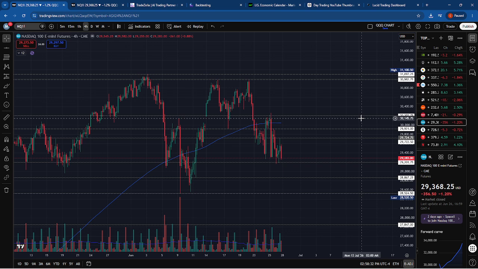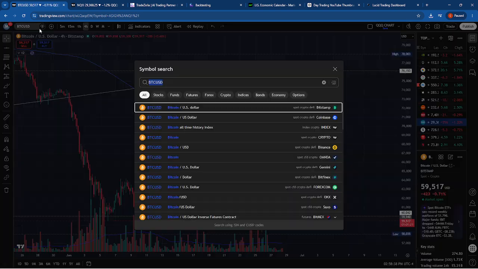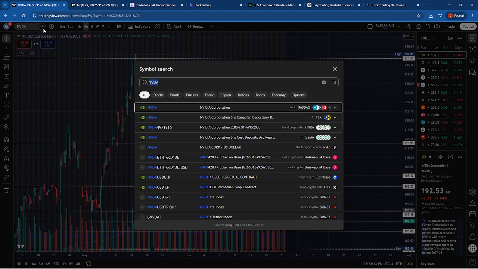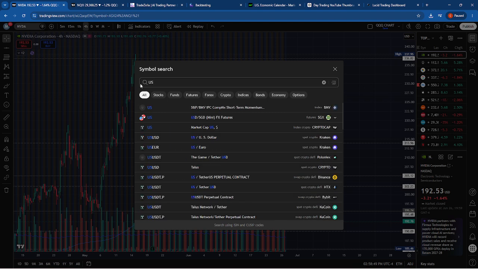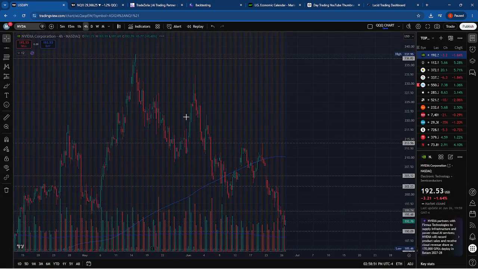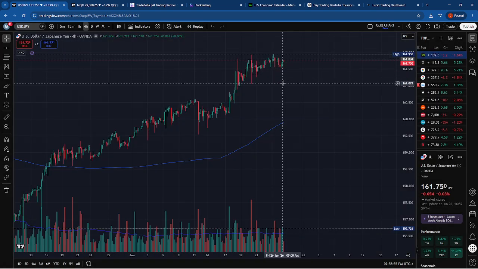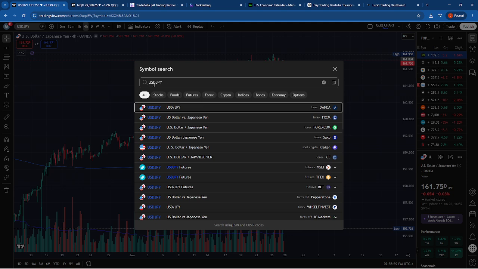You can do stocks, you can do Nvidia, you can do crypto. Crypto is on here. You can do individual stocks as well. You can do even forex if you're a forex trader. USD, like so, you can do forex as well. Anything you want is on here, okay? Anything that you want to track the price of is on TradingView. So that is the first thing you will need.